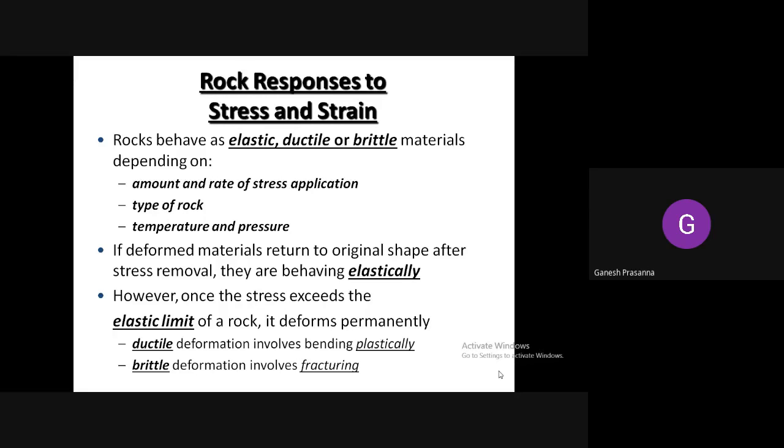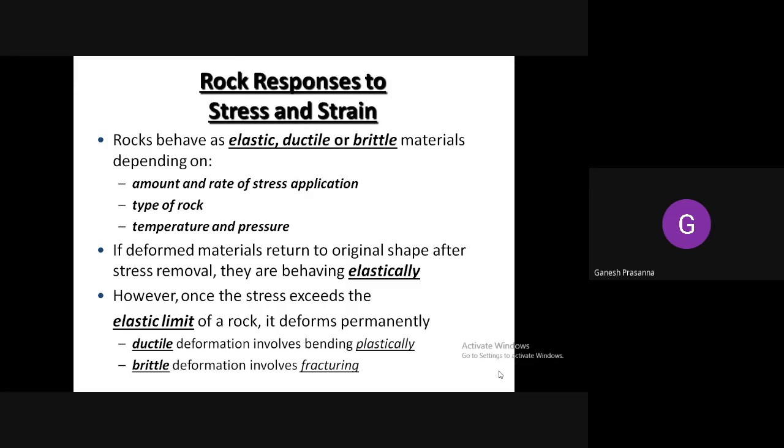Ductile deformation is the one where it bends in the form of plastic waves. Say you have applied some stress on a beam, so it has gone down. Once the stress is removed, if it comes back to the original position, then it is elastic deformation. If you have applied stress on a rock, it has gone down, and once the stress is removed it never comes back to its original position but remains there, then it is called ductile deformation, which is plastic deformation.